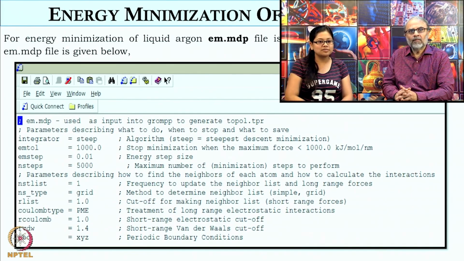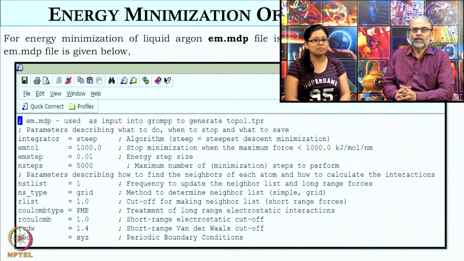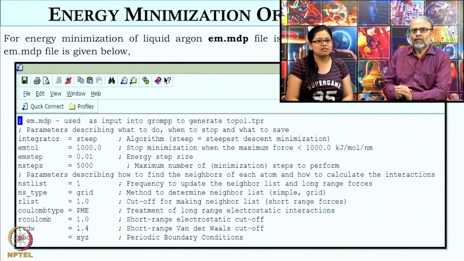Here the first line is integrator, that is steep. That is the algorithm which we are using for energy minimization, the steepest descent algorithm. Are there some other types? Yes, there is L-BFGS. There are different other algorithms, but for a simple molecule and atom, the steepest descent algorithm is sufficient.